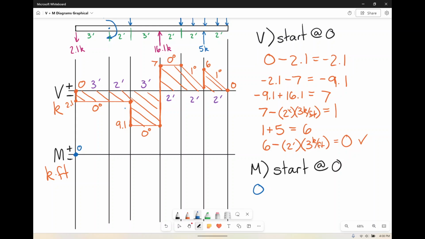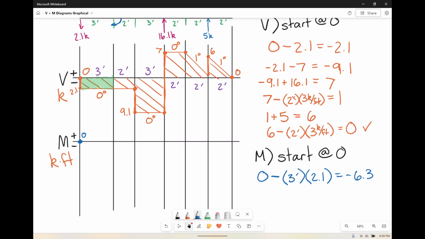Again, we're going to go between each line as we look at things. So what does the shear tell us to do? The shear says go down this value. Of course, the area is going to tell us the magnitude of change that we're going to make. So what is that area? That area is going to be, and this is negative, so we're going to go down, so that's minus. What's the area of that curve? Well, it's the base of 3 feet times the height there of 2.1. So we're going to get minus 6.3.